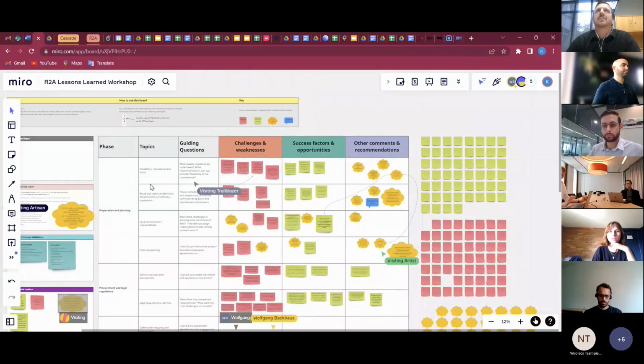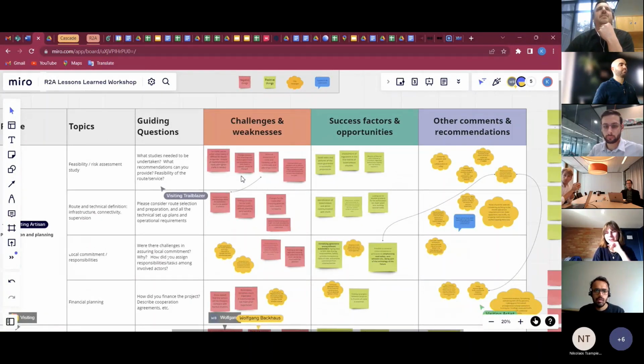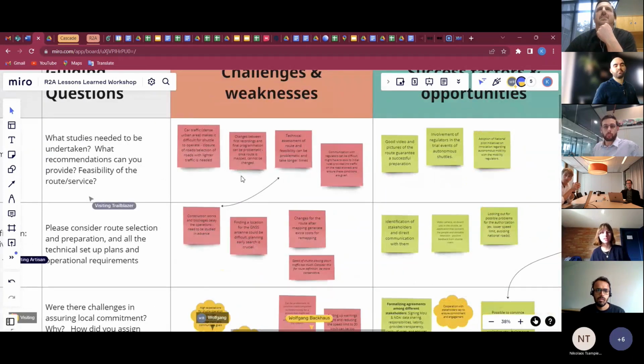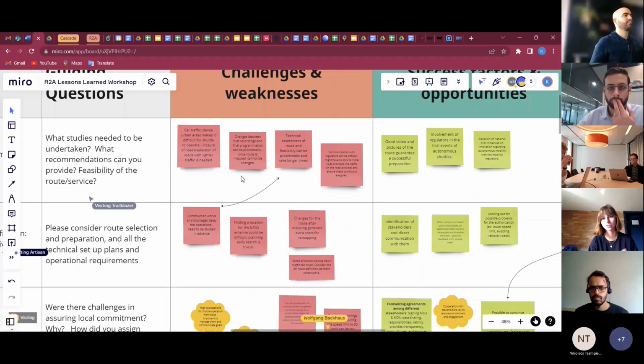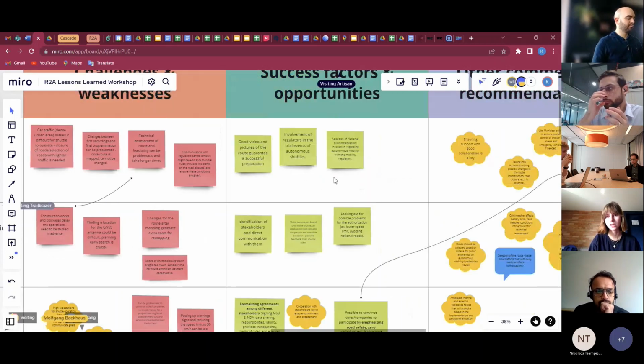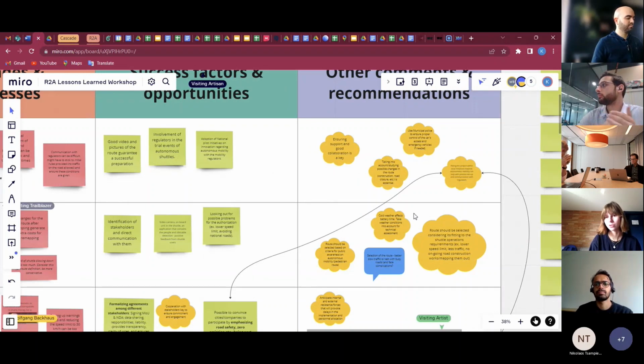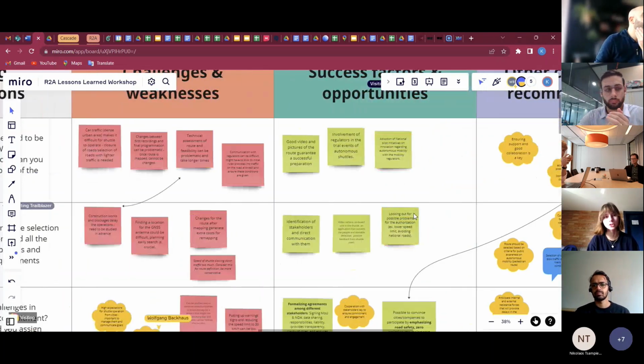Yes, so here we can see the Miro board. We have a lot of stickers. And we try to organize this in the same way as the templates themselves. So challenges and weaknesses are in red, which are the negative points according to the Miro board, and some positives. And some key takeaways, but also overall important information.